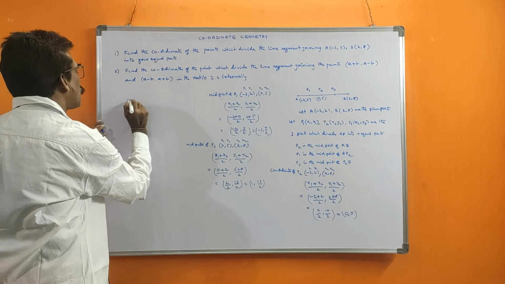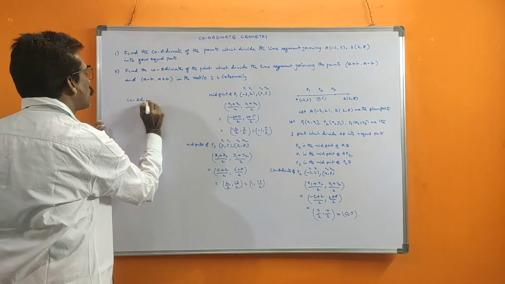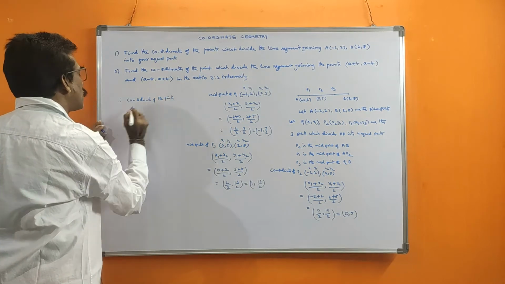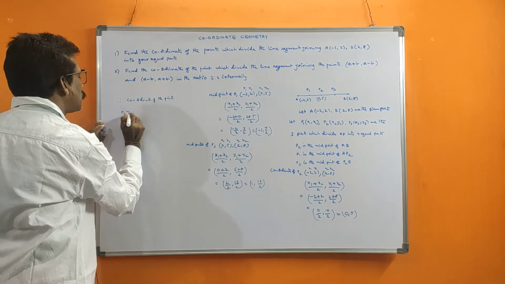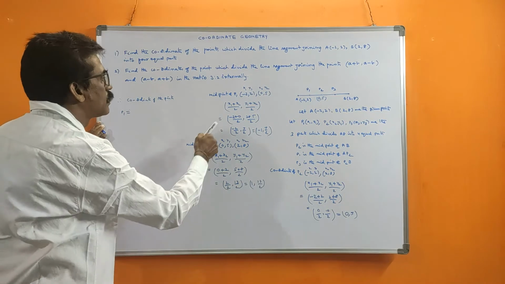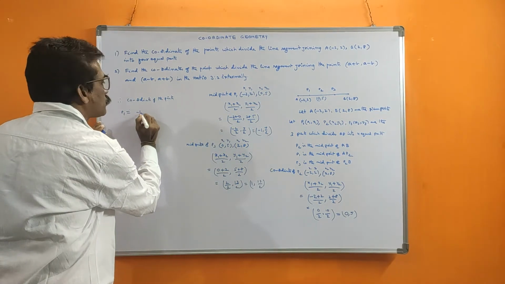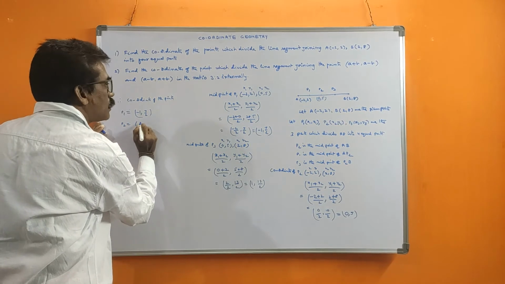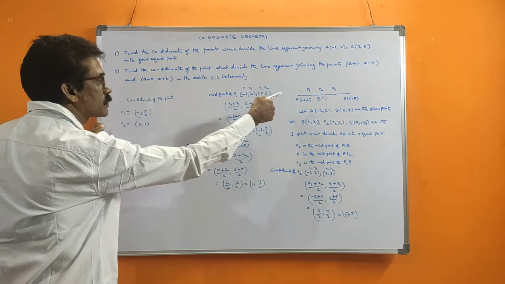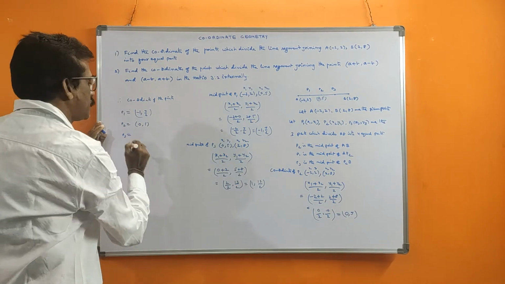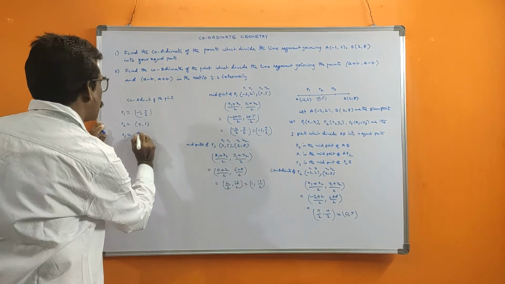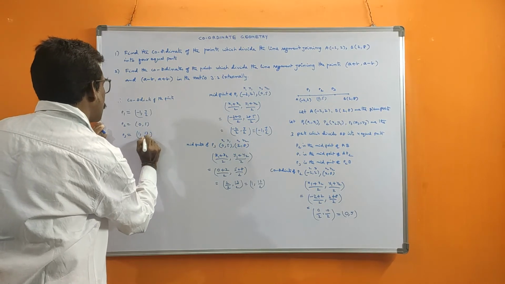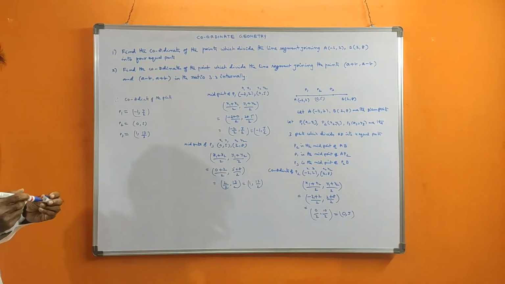Therefore, the coordinates of the points: P1 is minus 1, 7 by 2. P2 is 0, 5. See, P2 was calculated first. P3 is now 1, 13 by 2. These are the required coordinates.